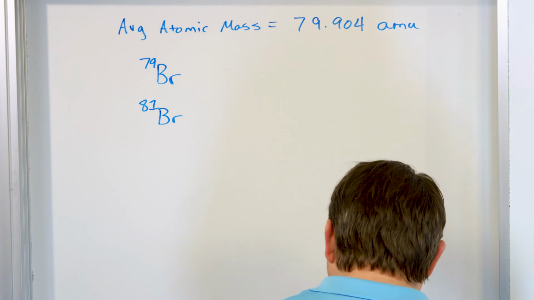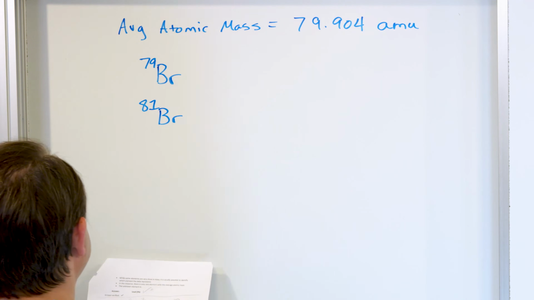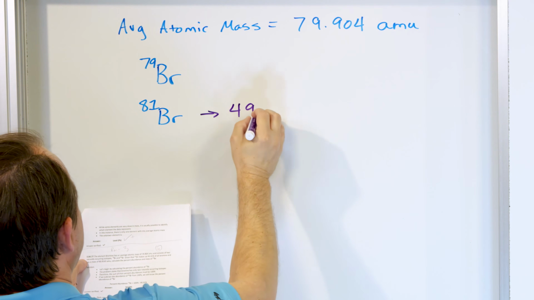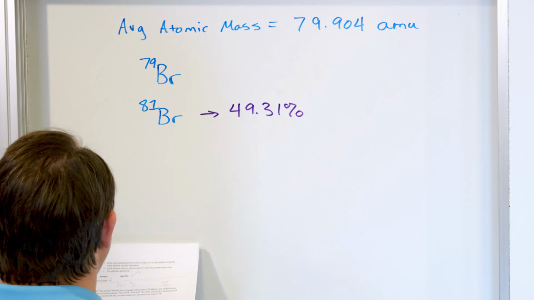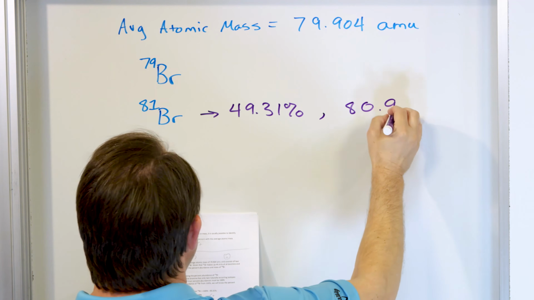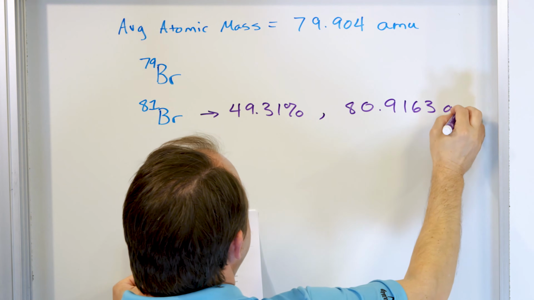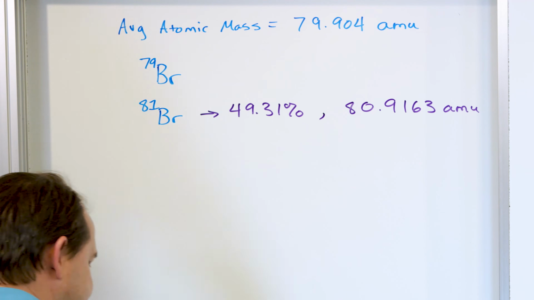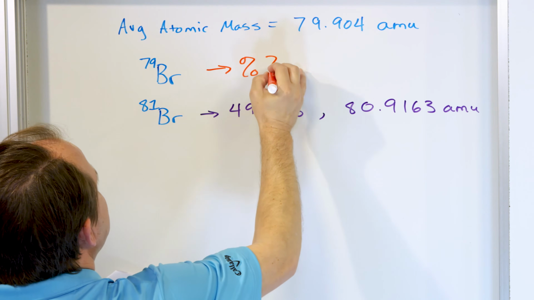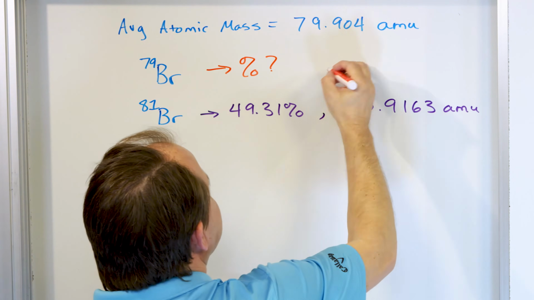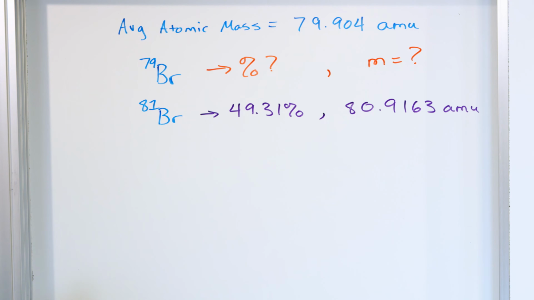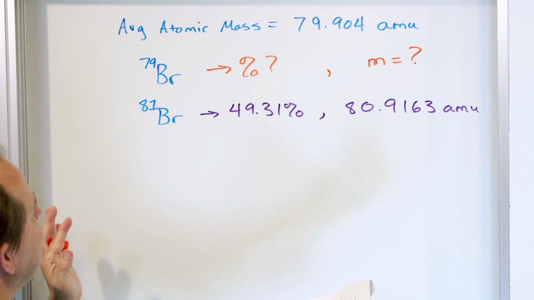All right, but we're also told that these are the two isotopes, and we're given that bromine 81 makes up 49.31% of all bromine, and it has a mass of 80.9163 atomic mass units. Now what we want to figure out is the percent abundance of this version of bromine, and we also want to find out the mass of this isotope of bromine.